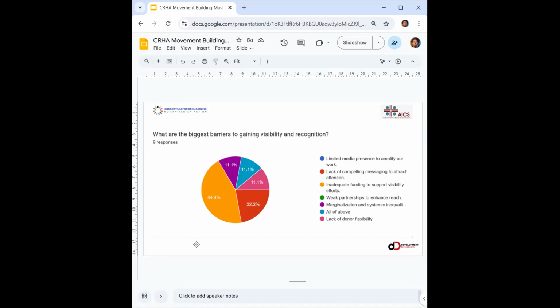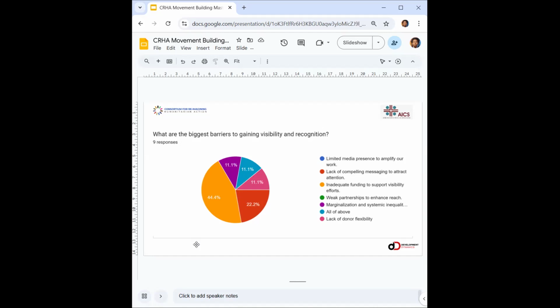Then there's a question on some of the barriers, especially to visibility and recognition. And here we had majority, again, the aspect of resources coming up, in that there's inadequate funding to support visibility efforts. We had another 22.2% also talking about lack of donor flexibility, which is really speaking, even as we talk about our communication strategy, as we speak about how we effectively respond to our stakeholders, and our stakeholders sometimes being the donors, how do we ensure we are telling the right story?